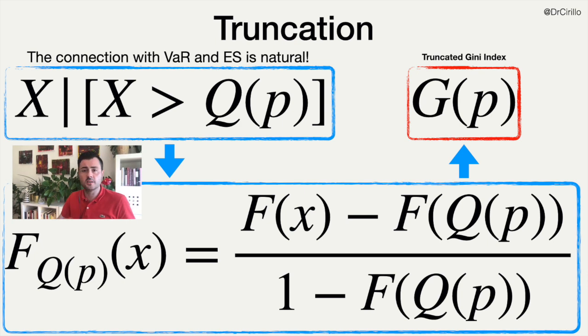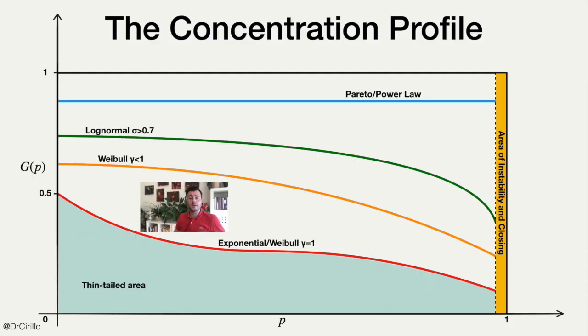Okay, so I can always find a quantile that corresponds to one of my observations, and for that quantile I just consider the Gini of all the observations above the quantile I'm fixing. This is what we call the truncated Gini. Now, by plotting the truncated Gini against the truncation level, I get the so-called concentration profile. Interestingly, power laws and Pareto distributions are the only distributions for which the concentration profile is constant. So it does not depend on the threshold.